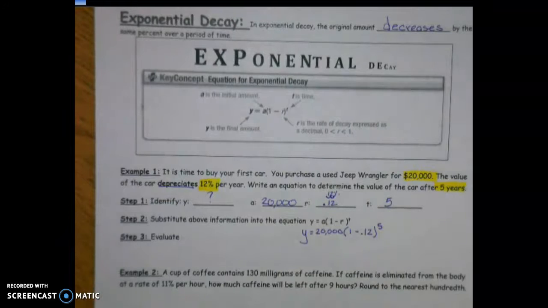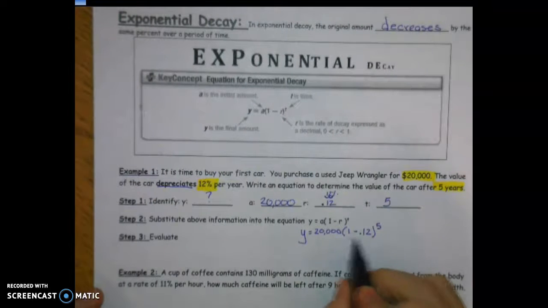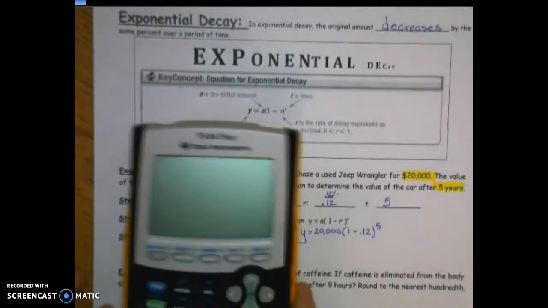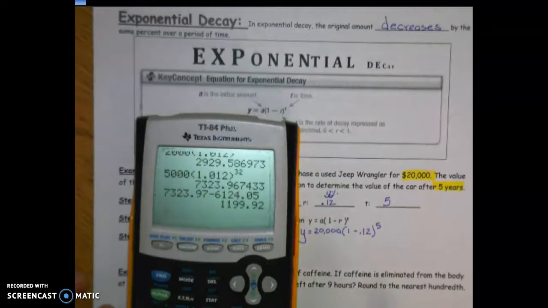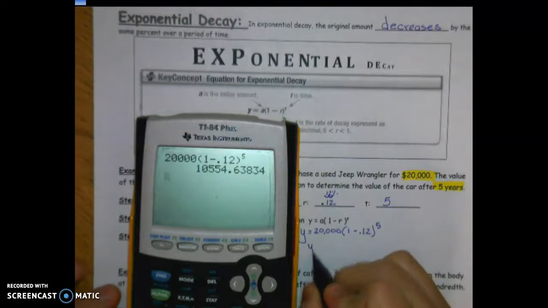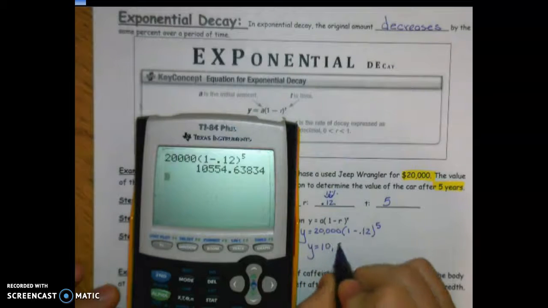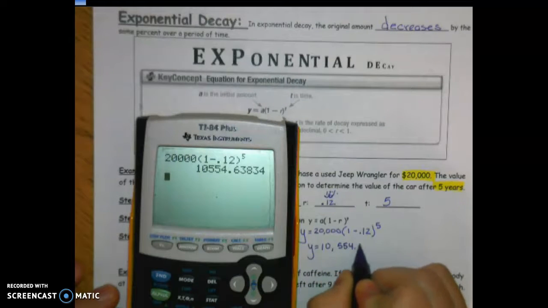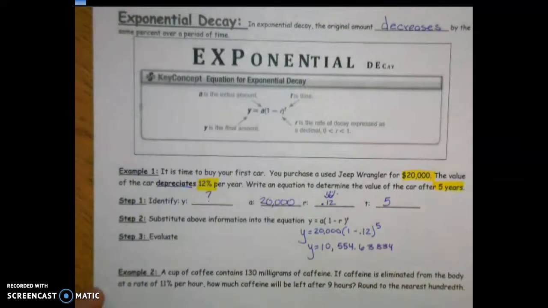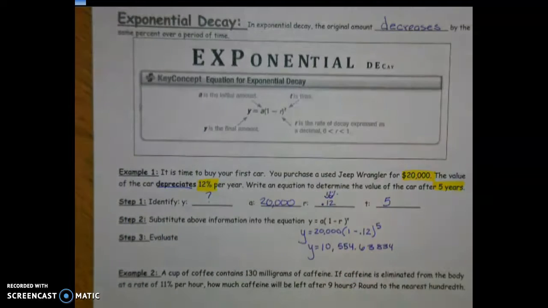Your next step is to evaluate. So you can either simplify by doing this subtraction, or you could just type it exactly as you see it into your calculator or into Desmos. So I have 20,000, parentheses, 1 minus 0.12, to the 5th power. I'm going to copy that whole number down. 10,554.63834. And then they don't tell me what to round to, but we know we're talking about money.